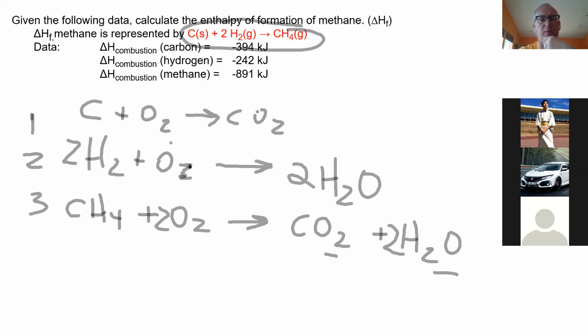Carbon is a solid. Where are we going to find that? Reaction 1, 2, or 3? Reaction 1. So do we need to do anything to reaction 1? No, because it has 1 mole of carbon on the left side as a reactant, so we won't do anything with that one right away.